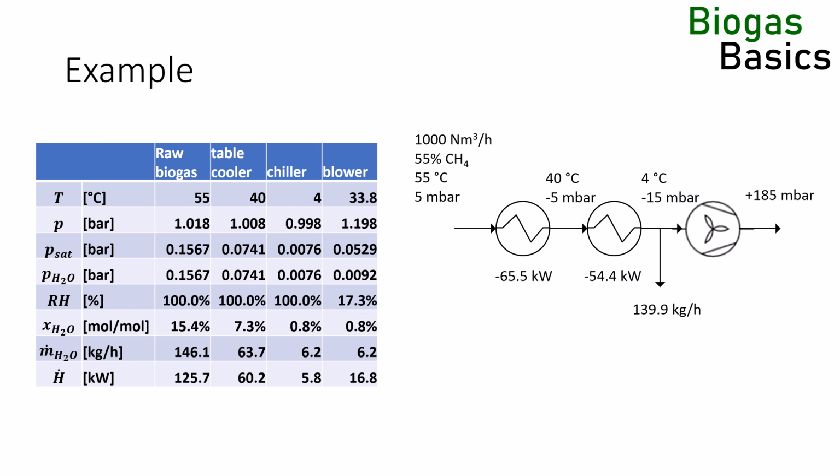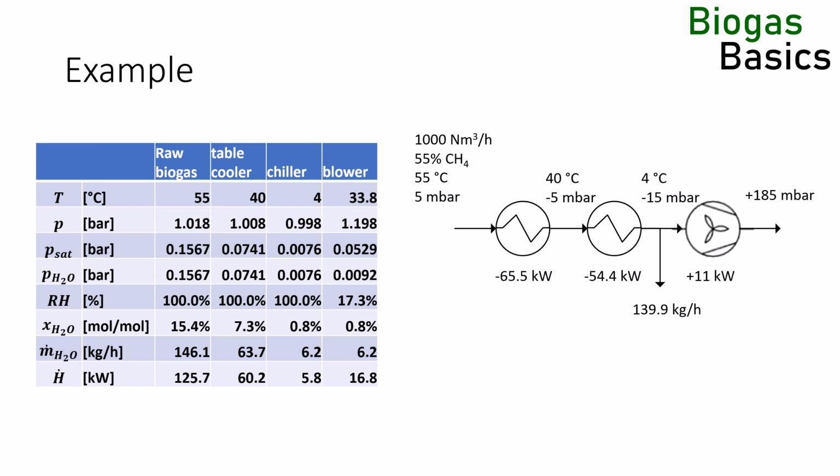In the next step, the biogas is compressed in the blower. The water vapor volume content of the biogas stays constant in the compression step. This must be considered when calculating the enthalpy of the outgoing stream. The power demand of the blower is 11 kilowatts. The temperature of the biogas after the compression step is 33.8 degrees Celsius. Its relative humidity is 17.3%.